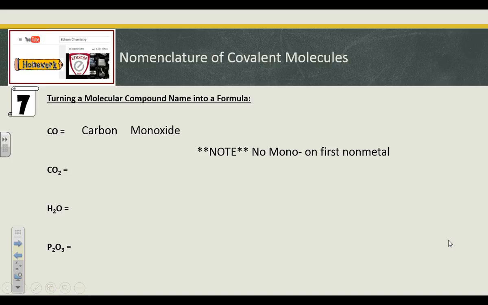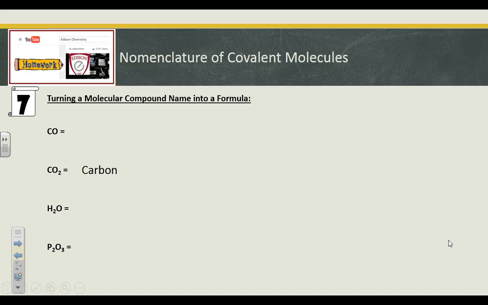Next. No mono on the first nonmetal, remember. So again, CO2. We know how many carbons, we know how many oxygens there are. Carbon, not monocarbon. Di for 2, dioxide, because there are 2 oxygens. Carbon dioxide, simple. No mono on the first nonmetal. This one is dihydrogen. Why? Because there are 2 hydrogens, so it's dihydrogen, says its name, monoxide, 2 hydrogens, 1 oxygen.